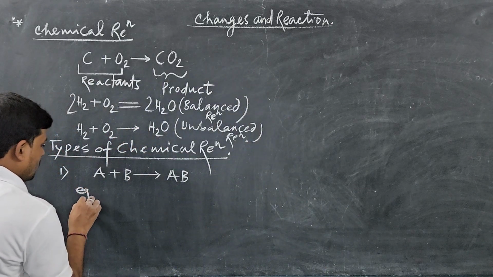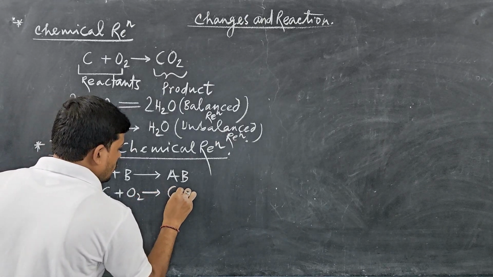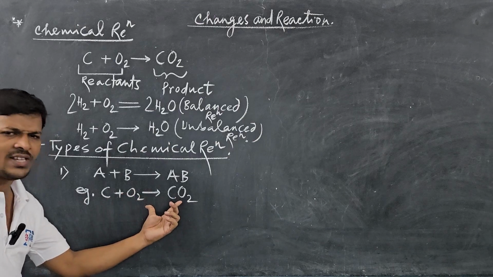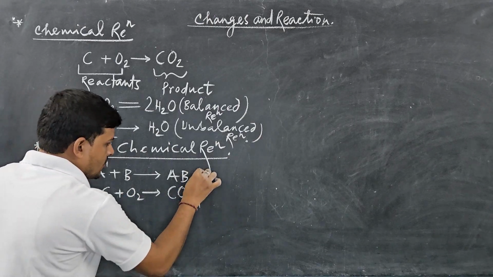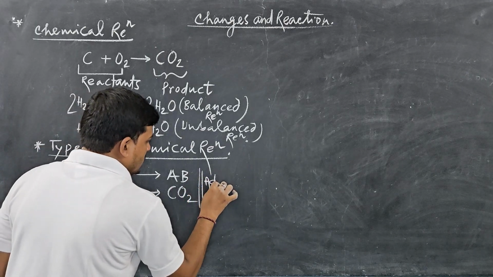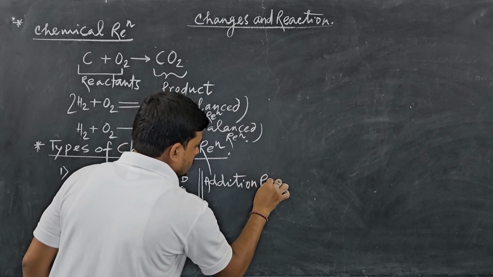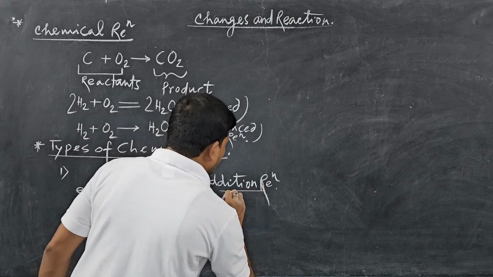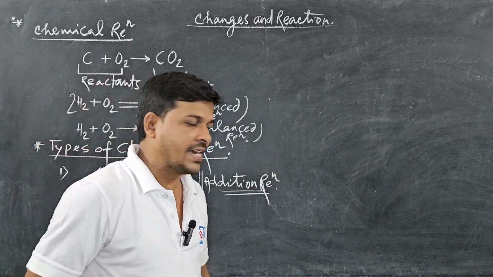One example of it, let's see, C plus O2 forms CO2. Simply they are added together to form the product. This is called the addition reaction. Sometimes this reaction is also called the combination reaction.